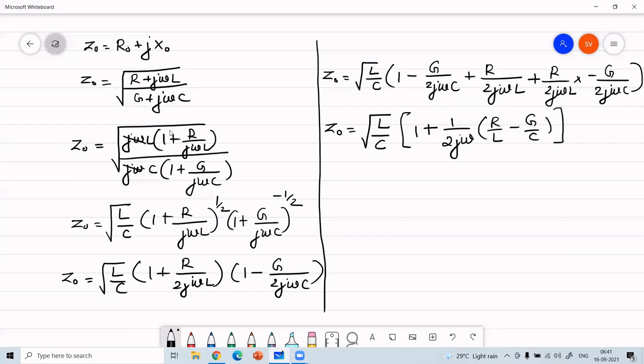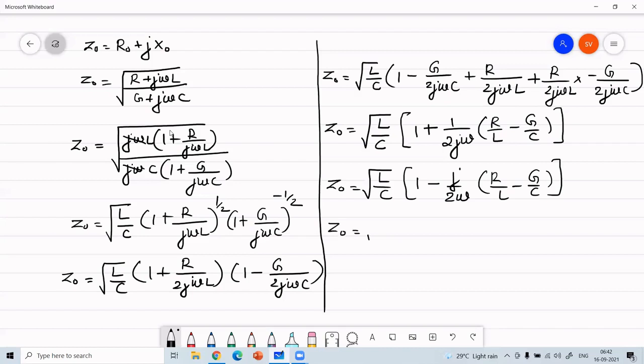Now this 1 by j can be written as minus j. So Z0 is equal to root of L by C into (1 minus j by 2 omega into (R by L minus G by C)). Let me multiply this negative sign inside the bracket. So Z0 is equal to root of L by C into (1 plus j by 2 omega into (G by C minus R by L)).